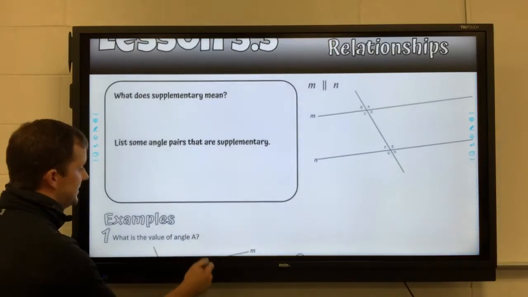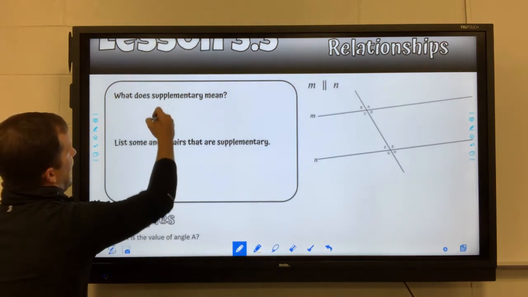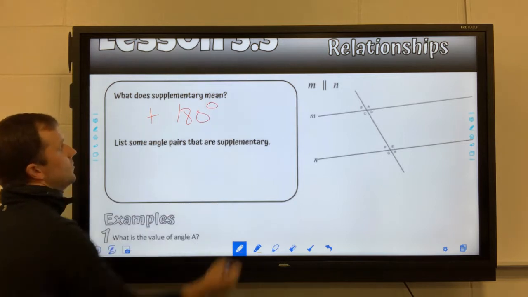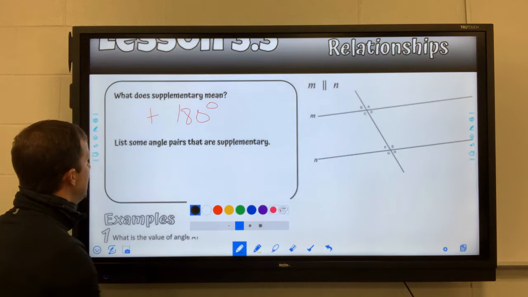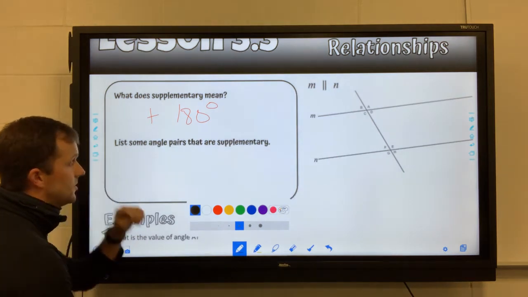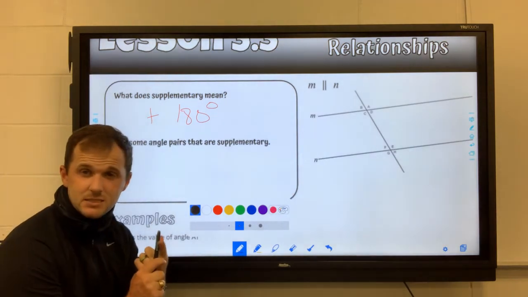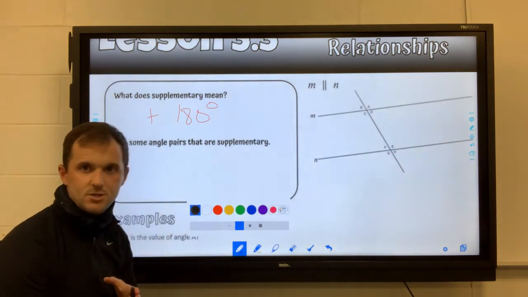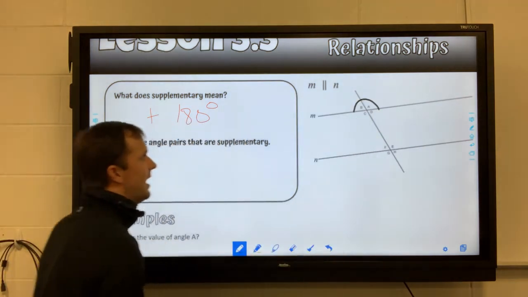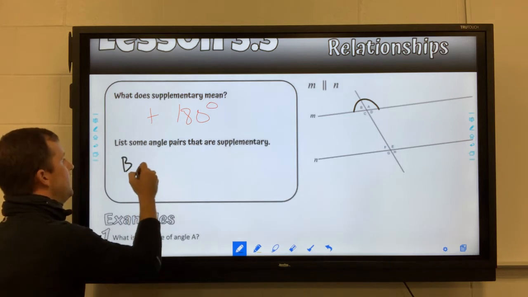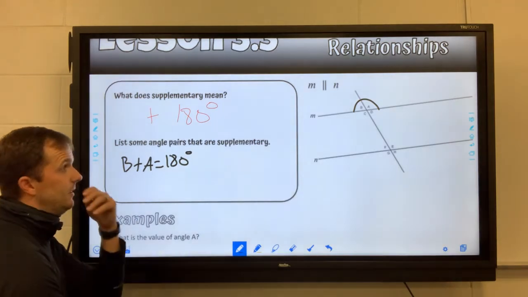So again, I just said supplementary means they add up to 180. So the two angles are going to add to 180 degrees whenever I solve for those. In my example here, it says list some angle pairs that are supplementary. So I know linear pairs are going to be supplementary to each other. B and A here are going to form a straight line, so B plus A is going to equal 180 degrees. So that means they're supplementary, okay?